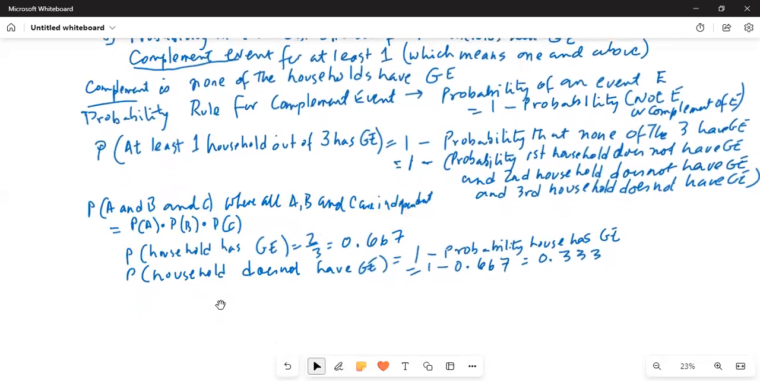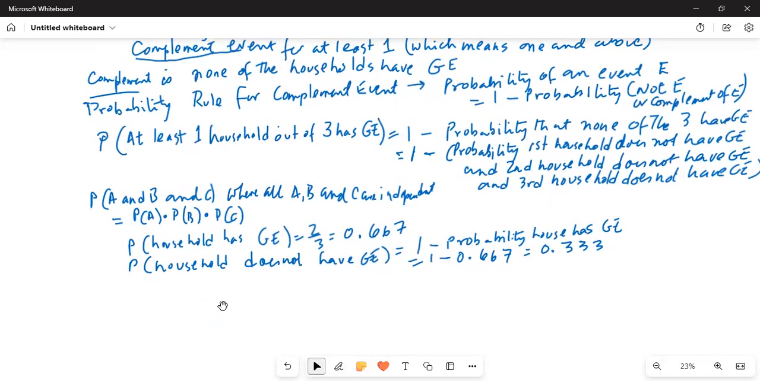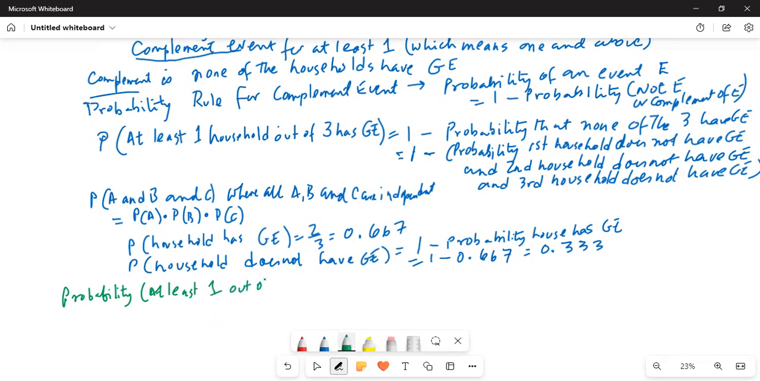Now we will finally find out the probability. I'll change the color. Probability at least 1 out of 3 SG is equal to 1 minus probability first does not have GE, multiplied by probability second does not have GE.